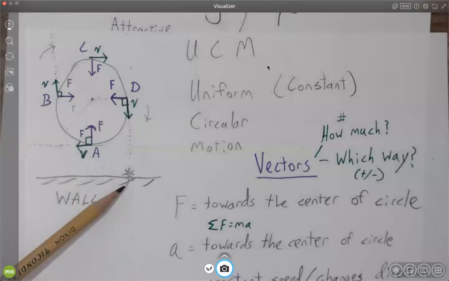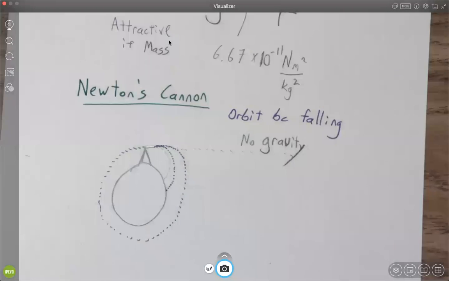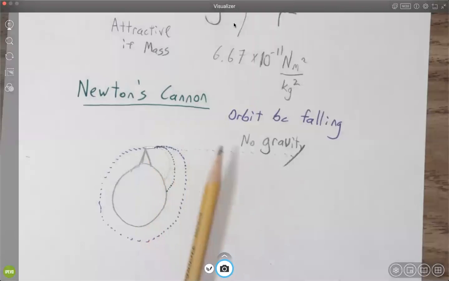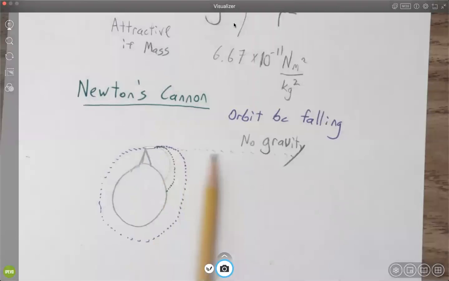With the forces being balanced, the cat had this straight path hitting the wall, taking us back over to Newton's cannon. If there's no gravity, I could take this pencil in my hand and I could throw it and it would go in a straight path and it would leave Earth. But we know there's gravity because stuff goes down and hits the Earth. So we know that there is gravity.